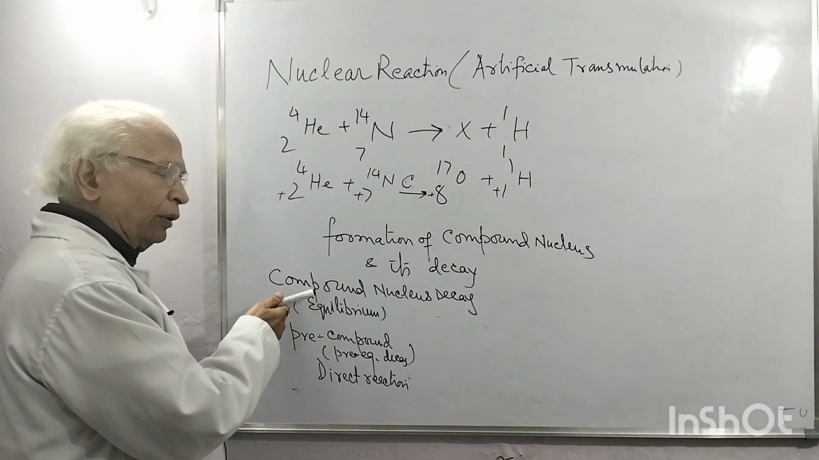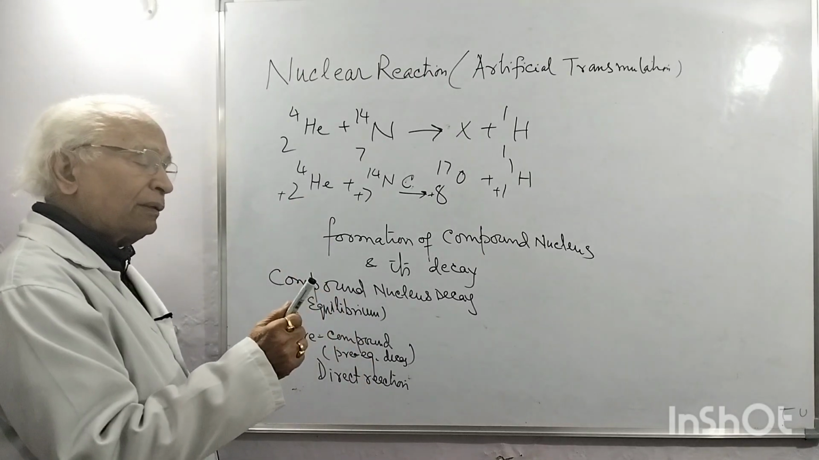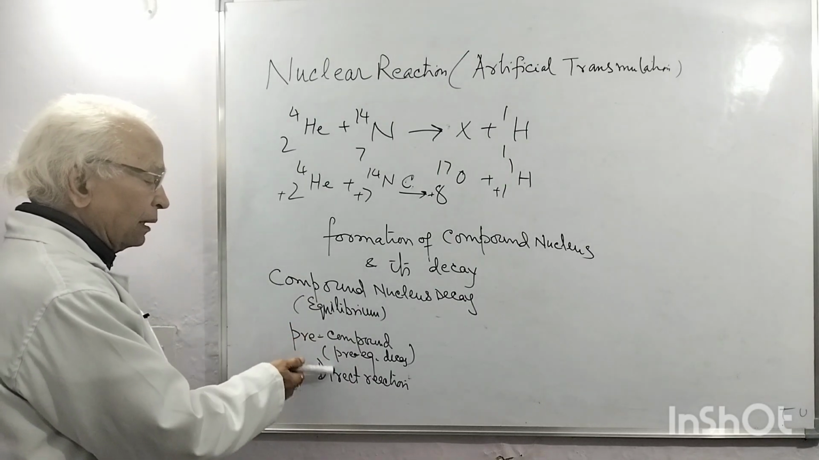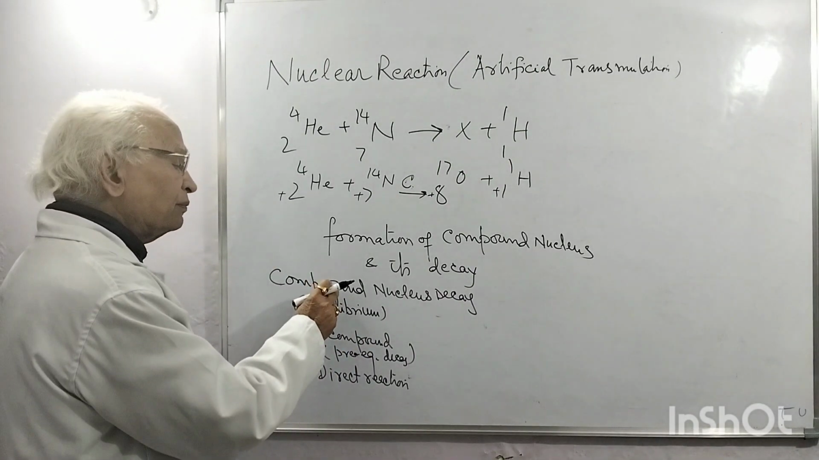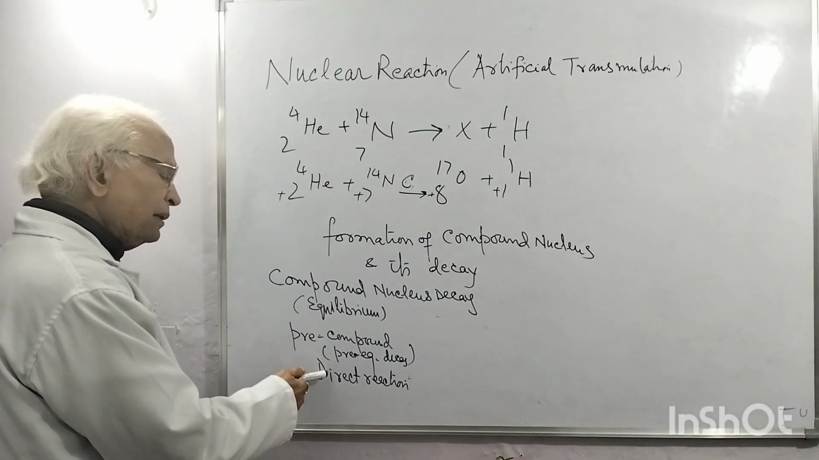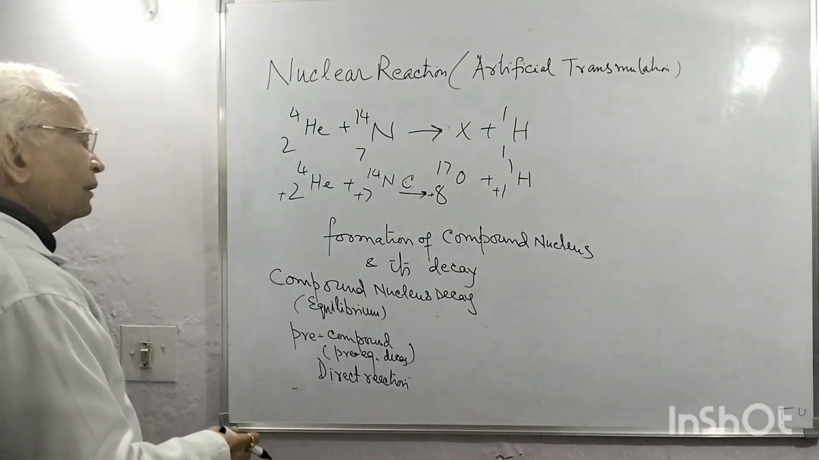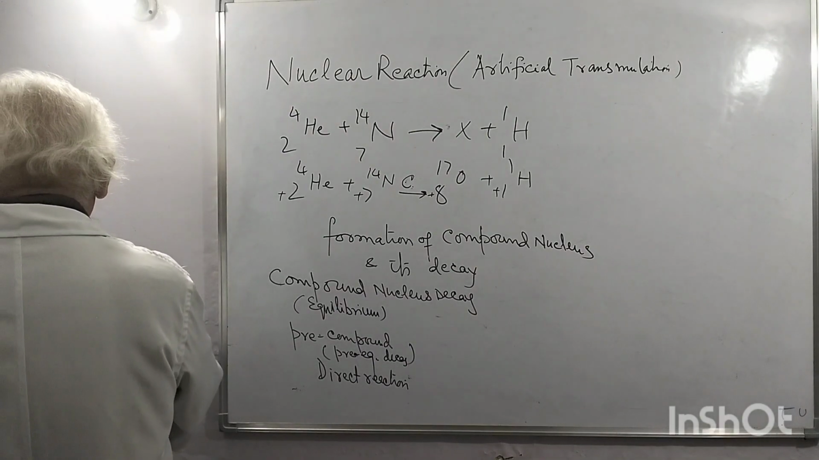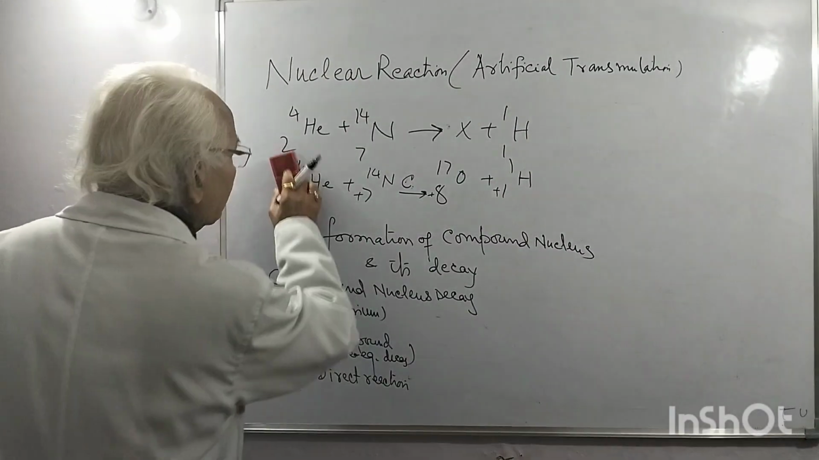At lower energy, nuclear reactions are theoretically explained by compound nucleus formation, and at higher energy by direct reaction. In the middle, at medium energy, is the pre-compound process, which means that before the compound nucleus is formed, the system decays. So this is higher energy, this is medium energy, this is lower energy. These are the processes to explain a nuclear reaction: by compound nucleus, by pre-compound, by direct reaction.